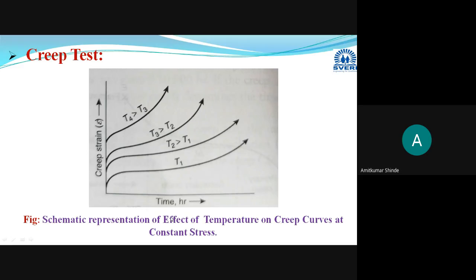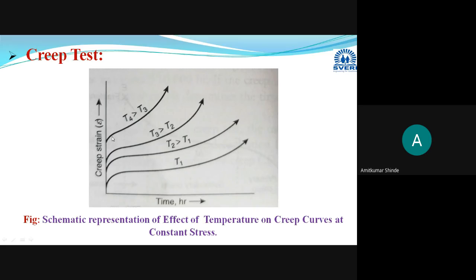We have taken different temperature values and conducted the same creep test many times by keeping the stress value constant, and we end up with this curve. This curve tells you that whenever you use higher temperature values, the deformation or creep strain will occur at a faster rate, which means more deformation can be obtained in minimum time.